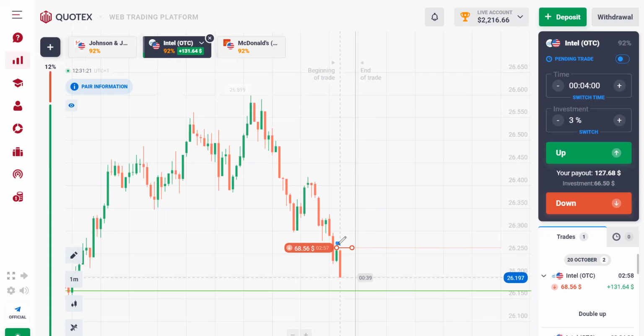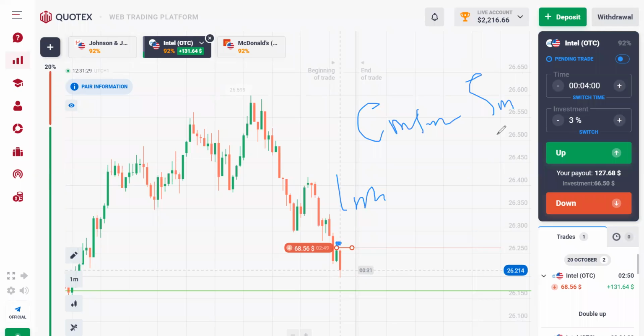Now, why I'm selling at the green candle on the 1 minute chart is because I've gotten my confirmation from a 5 minute chart, right? I've gotten my confirmation from a 5 minute chart that the market wants to sell. So all I need the 1 minute chart to do is to get my entry, all right? Just to get my entry, and this is where I execute the trade.